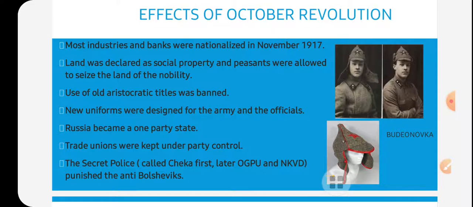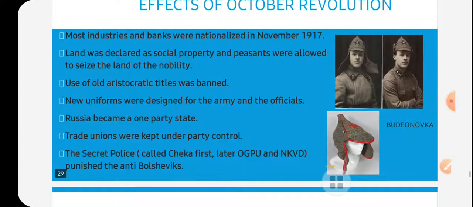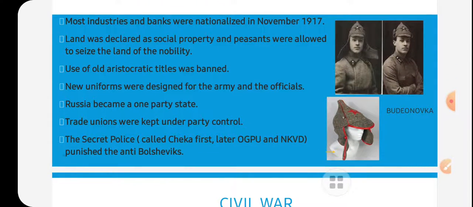Land was declared social property and peasants were allowed to seize the land of the nobility. The use of old aristocratic titles, like Tsar, was banned. Remember the monarch named Nicholas II, Tsar Nicholas. Tsar was the title given to him. So many kinds of titles were banned, meaning people were not allowed to keep any title with their name.